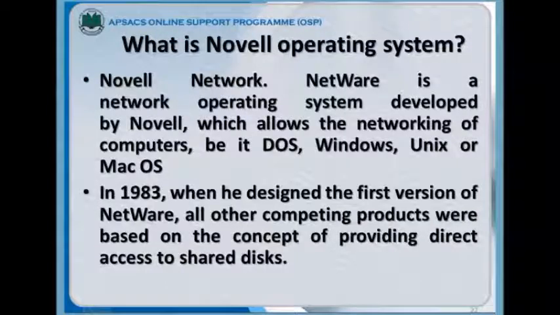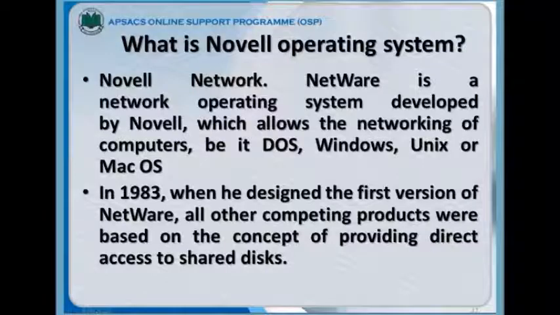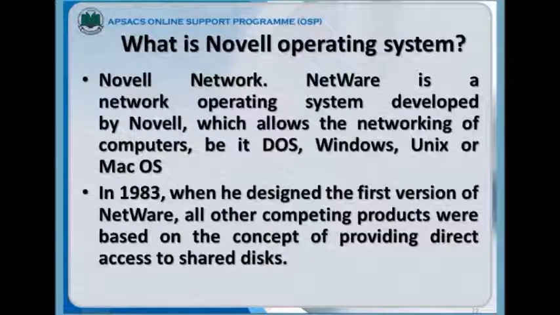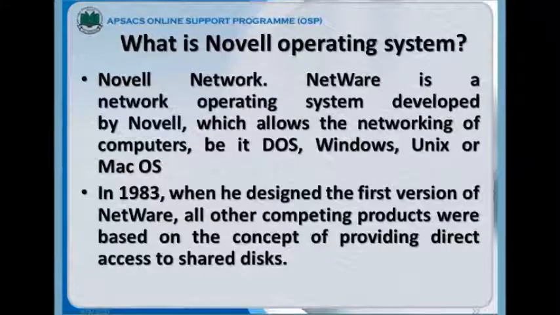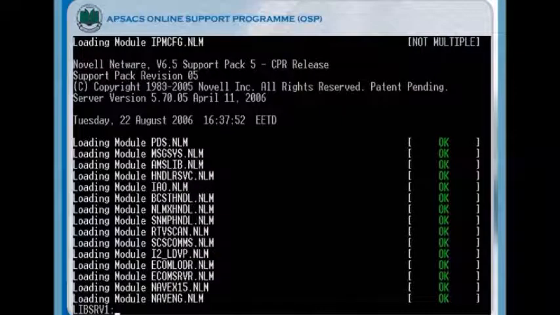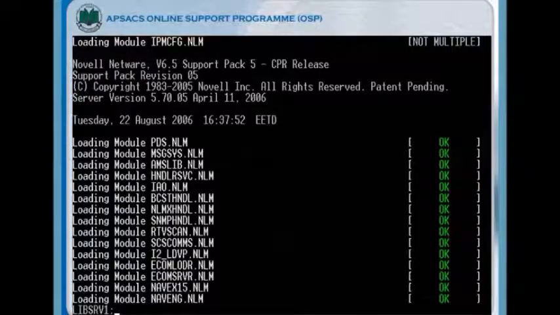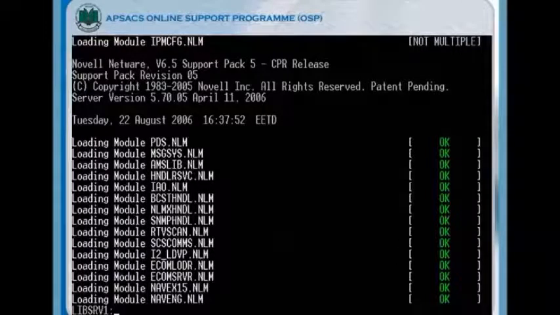The first version was released in 1993. Okay. In 1983, the first designed version of NetWare was there, based on the concept of providing direct access to the shared disk. Now in front of you, NetWare's user interface is there. You can see over here what the NetWare operating system software looks like.